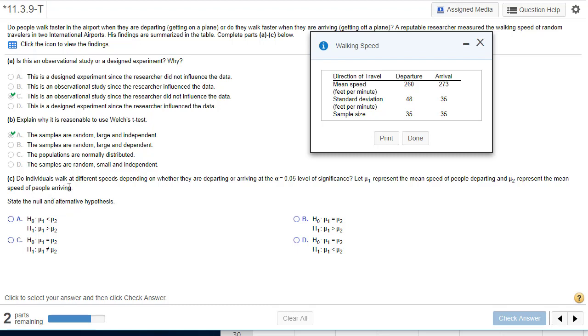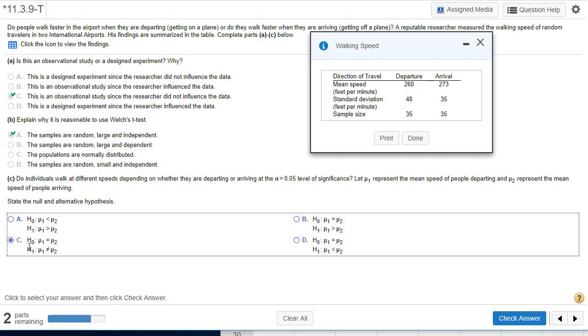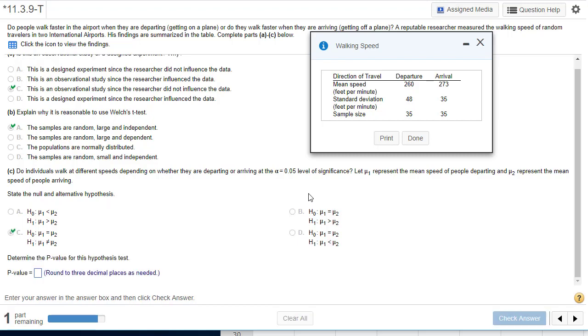So remember, it just says, do people walk at different speeds? It doesn't have a sense of one will be faster than the other. So we're going to choose C, where the null is always equals. And then the alternative, in this case, since it's different, is not equal to. Now determine the p-value. So now we're going to put these values into StatCrunch.